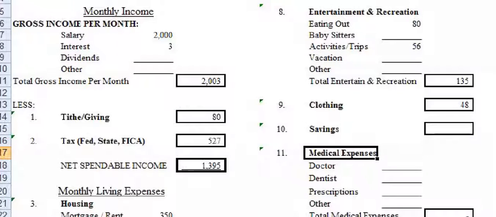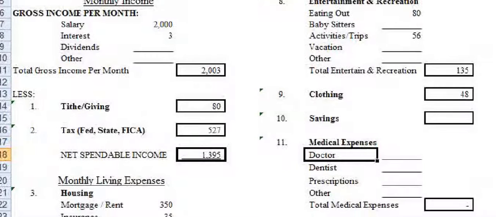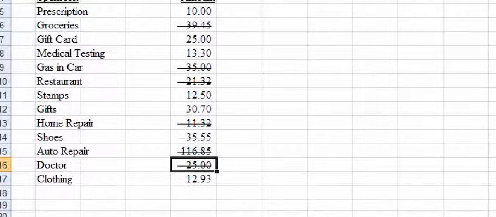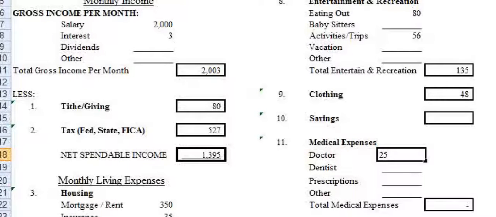Next on the list is medical payments. Don't forget that the premium for medical insurance has already been entered under insurance. So what goes here is out-of-pocket payments, like co-pays or deductibles or medical expenses not covered by insurance. Under medical, the first line is doctor. Joe spent $25 on his credit card seeing the doctor. We strike that out and enter that $25 next to doctor.